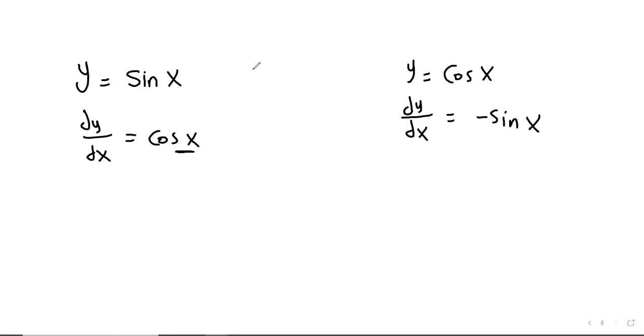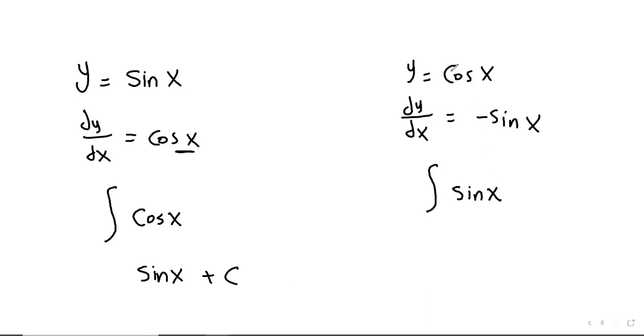What if I want to integrate cosine x, the antiderivative of cosine x, if I want to get the original function? So the integration of cosine x will be sine x plus c. And the integration of sine x, because the derivative of cosine x is negative sine x, will be negative cosine x plus c.